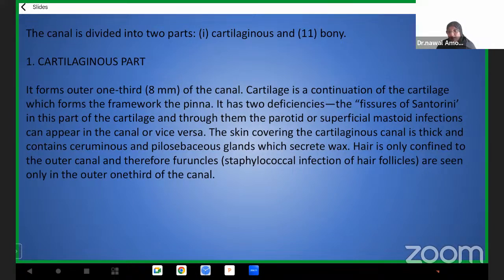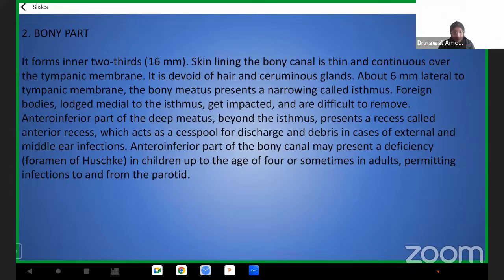Now remember, the skin covering the cartilaginous canal is thick and it contains pilosebaceous glands. These glands secrete wax in your ear. So in the exam, they can ask you, what secretes the wax in the ear? Remember, it's the pilosebaceous gland. It is confined to the outer canal. Therefore, it is most prone to infections like staphylococcal infections, common in the cartilaginous part of the canal.